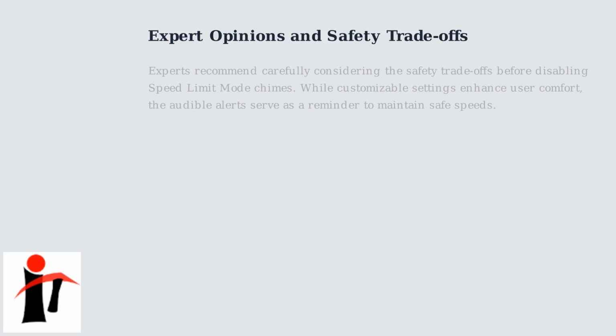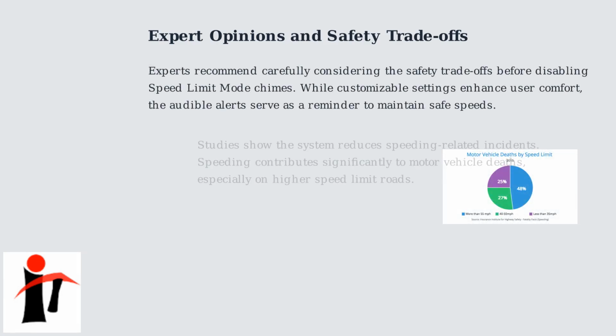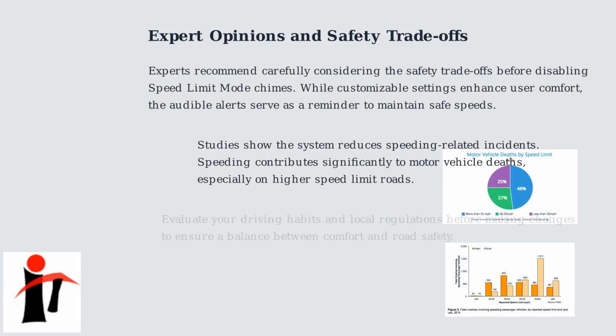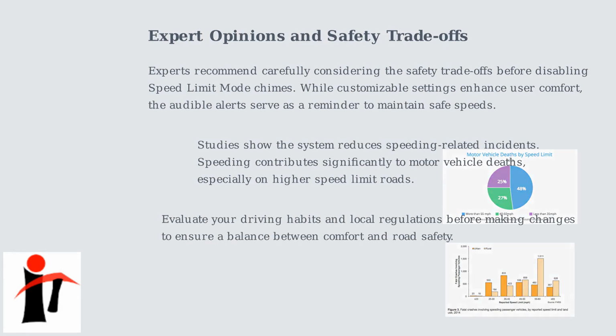Experts recommend carefully considering the safety trade-offs before disabling speed limit mode chimes. While customizable settings enhance user comfort, the audible alerts serve as a reminder to maintain safe speeds. Studies show the system reduces speeding-related incidents. Evaluate your driving habits and local regulations before making changes.